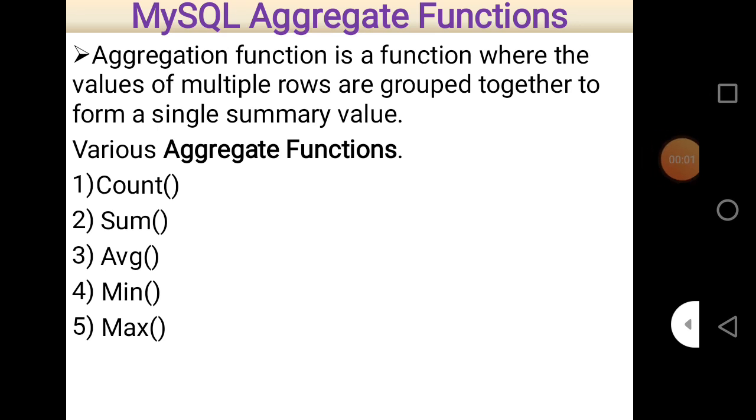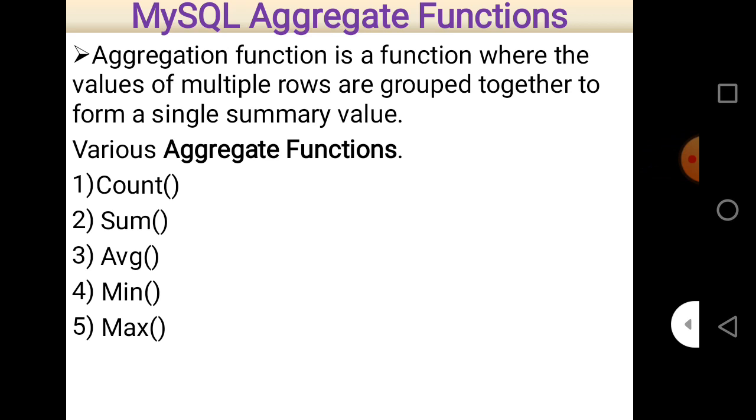Good morning, students. Today our topic is MySQL aggregate function, and this is MySQL aggregate function part 4. In this lecture, we are going to discuss the min function, which is an aggregate function. In our previous lecture, we already discussed the count function, sum function, and average function. As the name suggests, the min function basically returns a minimum value among different values.